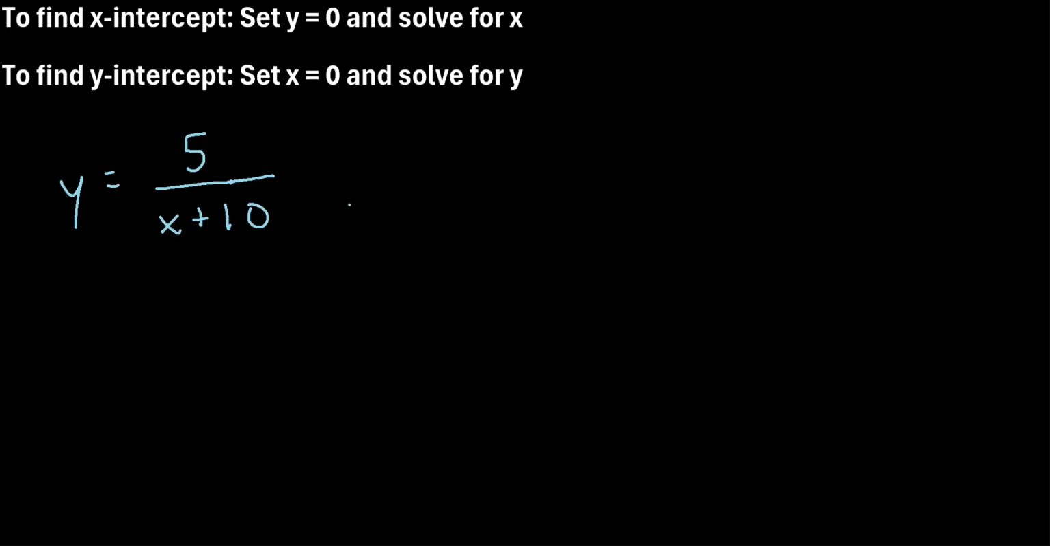Well, let's try another example. Let's say we have y is equal to 5 over (x plus 10). So to find the x-intercept, we can set y equal to 0 and solve for x. So if y is equal to 0, recall, we only want to focus on the numerator, because if the numerator is equal to 0, then this whole expression becomes 0. So we have 0 is equal to 5. Well, notice this can never be true. So what that means is there is no x-intercept.